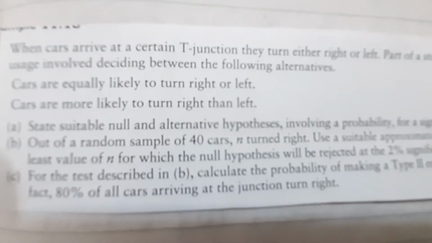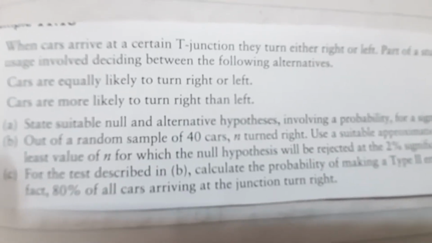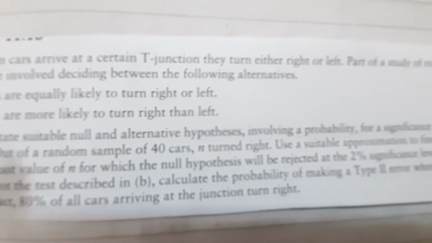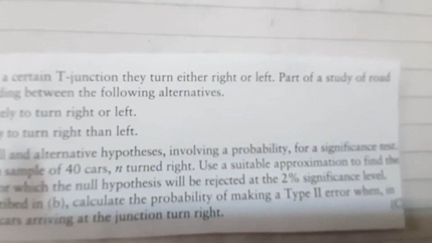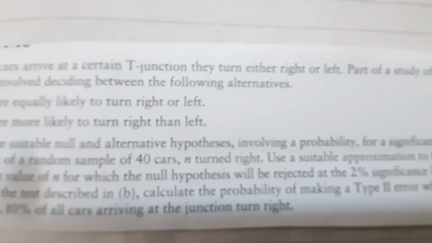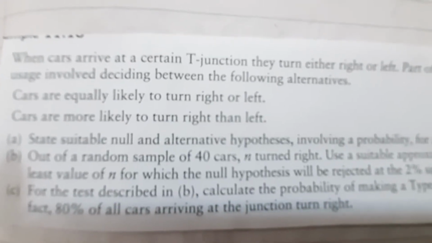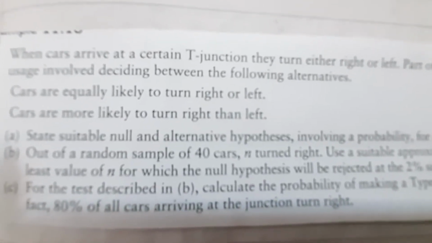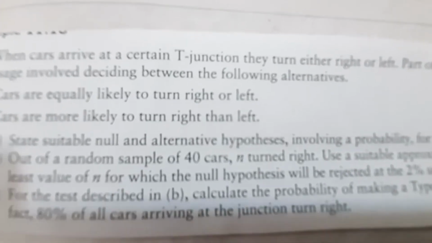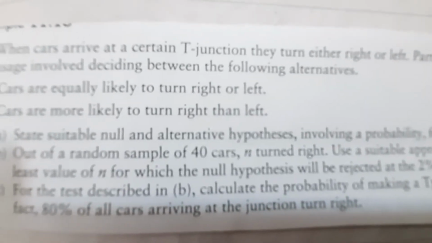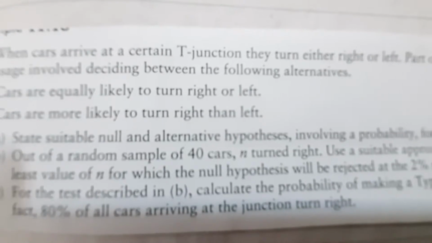Anyway, this question is talking about cars arriving at a T junction. They are coming from left and right. I can show you the question here. Cars are either equally likely to turn right or left, or cars are more likely to turn right than left. So the question is saying decide between the following alternatives. It is not told to you, but you have to write your null hypothesis and alternative hypothesis, and that is the first question also.